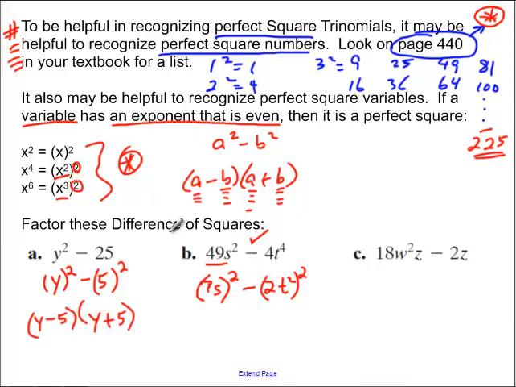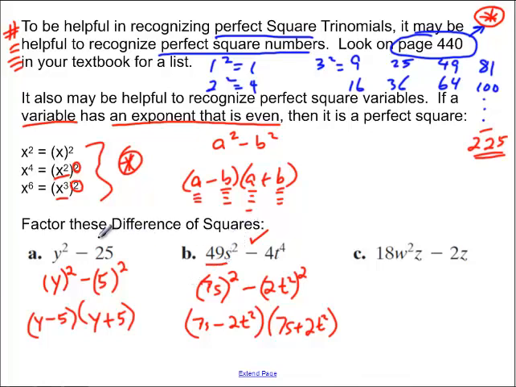In fact, we were given that it's a difference of squares, but we have to go through our thought process as well. 4t to the fourth power is 2t squared, all squared, so 2t squared is our base. Now we have to rewrite this as a minus b, a plus b. Here our a is 7s, so we write 7s minus 2t squared times 7s plus 2t squared.